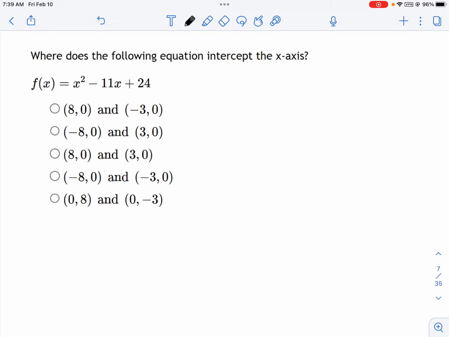Hello and welcome. So we're going to be answering this question: where does the following equation intercept the x-axis? Then we're given the equation and we have a bunch of multiple choice answers here.